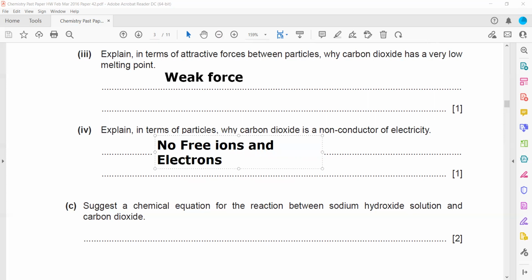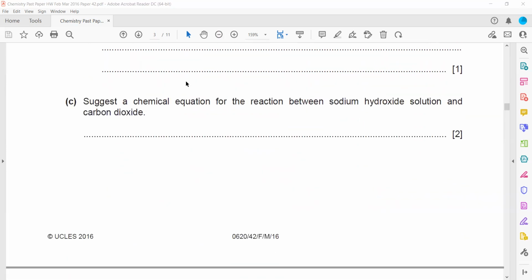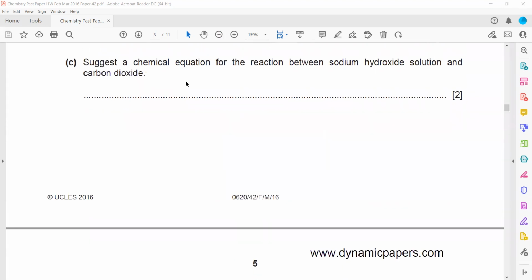Suggest a chemical equation for the reaction between sodium hydroxide and carbon dioxide. So what will be the product when sodium hydroxide is reacting with carbon dioxide? Basically, it is like an acid-base reaction. What is the formula for sodium hydroxide? It is a base, NaOH. Carbon dioxide is CO2. So when we compare the nature, NaOH, sodium hydroxide, is reacting with carbon dioxide.